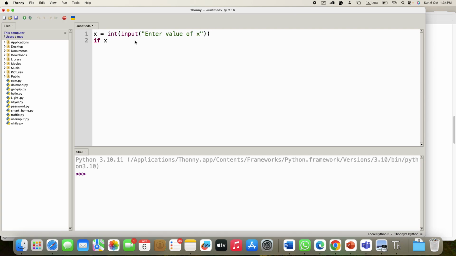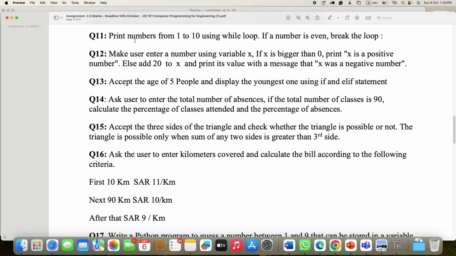Now if x is greater than 0, right, say what? Print "x is a positive number", else I say add 20 to the value of x, x = x + 20, and print its value. Print x, comma, "was a negative number".